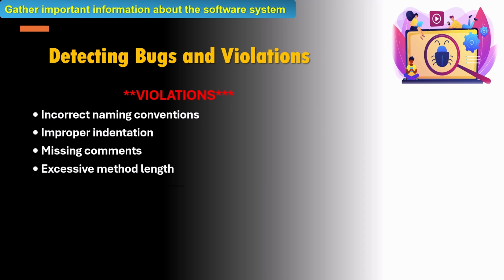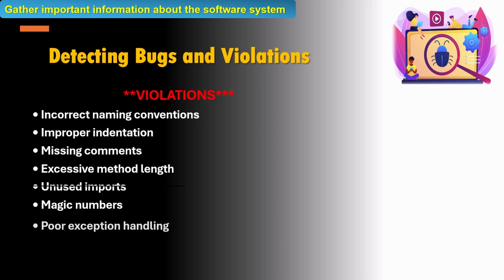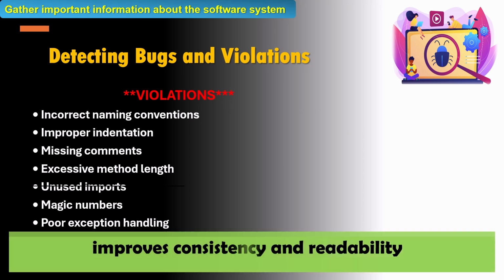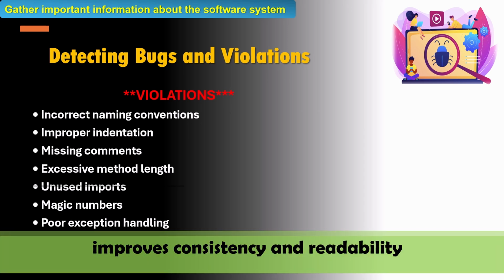Then excessive method length. Very long methods become very difficult to debug, test, and modify. Unused imports, so imported libraries or packages that are never used create unnecessary clutter. Magic numbers, so hard-coded numeric values without any explanation reduce the code clarity and maintainability. Then improper handling of errors may hide problems and cause software failures. Enforcing coding standards improves consistency and readability across development teams.